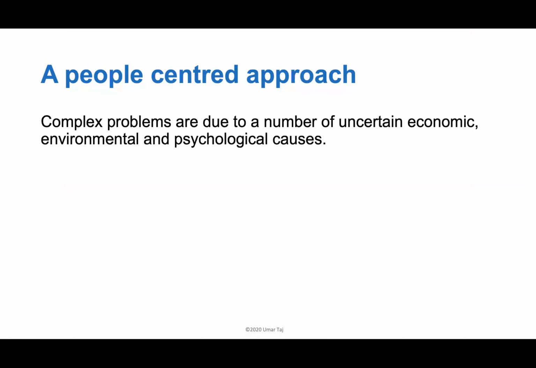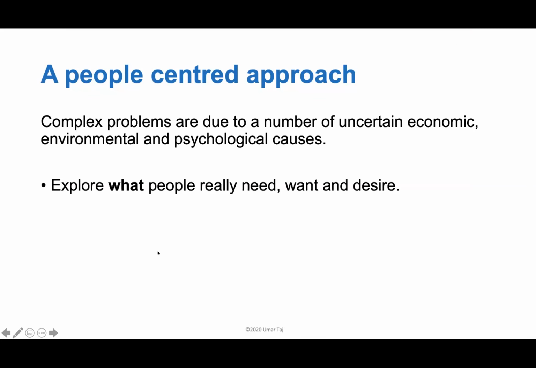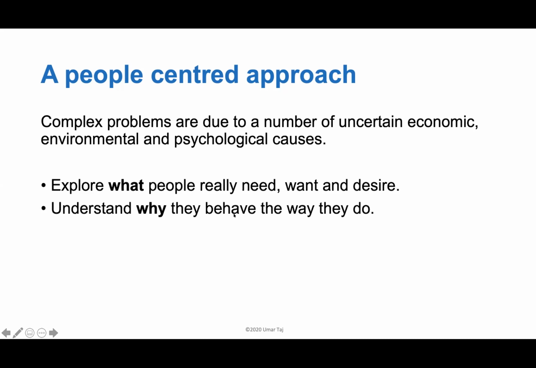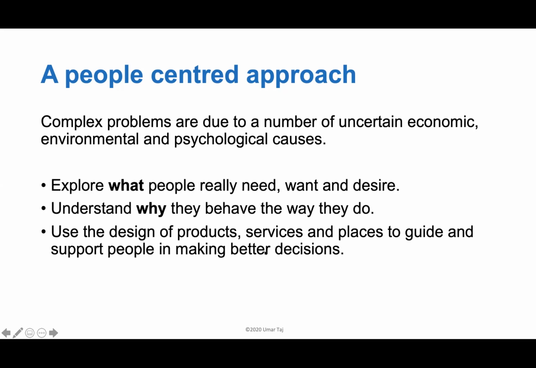The alternative approach is what we call a people-centered approach. This is where design thinking comes in. This is where behavioral science comes in, right? And within a people-centered approach, what we say is that a complex problem is there because of uncertain economic, environmental, and psychological causes. And if that's the case, then we really want to explore first what people really need, want, and desire. We want to understand why they behave the way they do. And then we want to use the design of products, services, and places to support people in making better decisions.